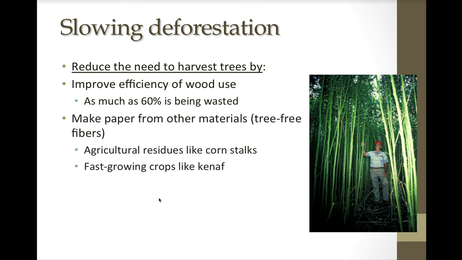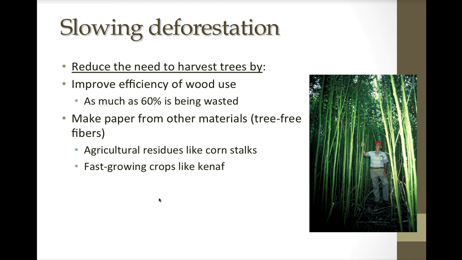Secondly, we can make paper from other materials. It's called tree-free fiber. So we can use agricultural residues like corn stalks to create paper, and you can go to the store and find, Barnes & Noble has different types of journals or notebooks that are made with tree-free paper. You can also use crops like kenaf. The picture on the right there is a picture of a stand of kenaf. Kenaf is a very fast-growing crop, and it's very fibrous and can be very easily converted into paper.